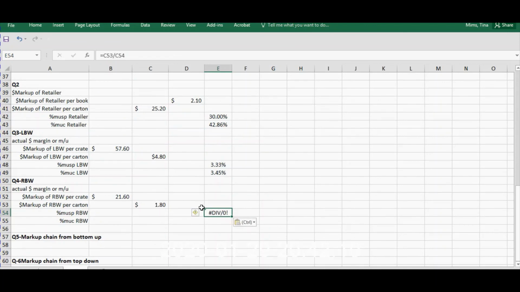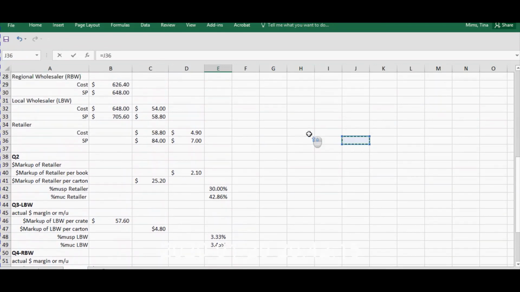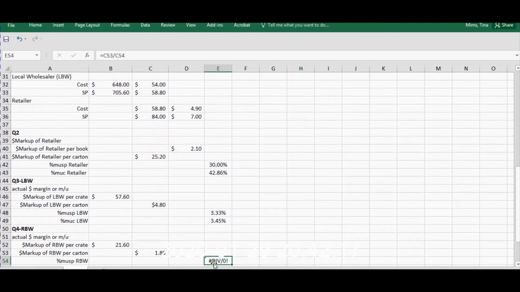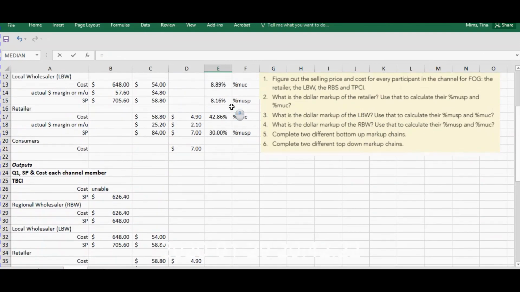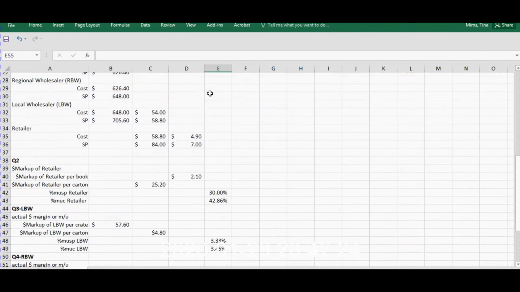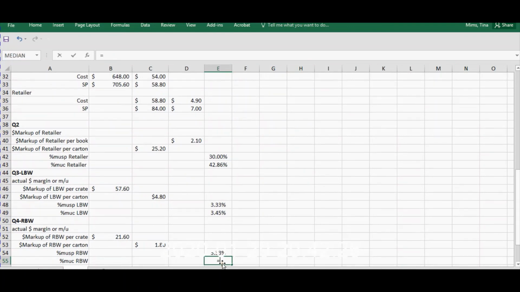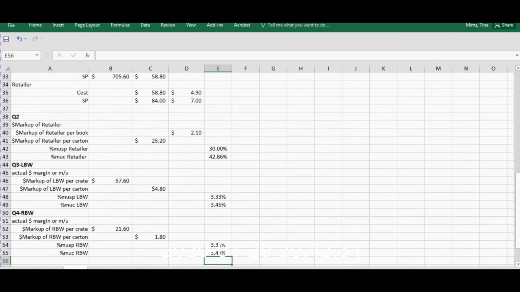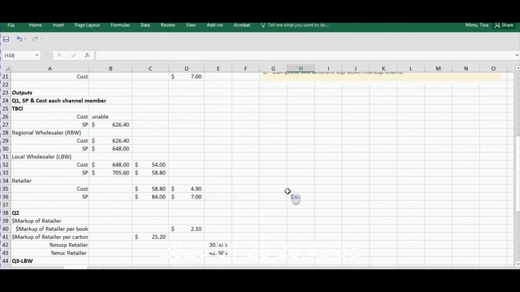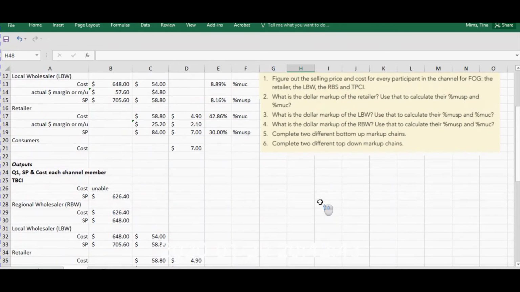Sorry. Can't copy and paste a calculation like that. Equal this number up here. And the reason I'm doing it this way is if I were to change any of these numbers, my answers down here would be okay. All right, so we've double checked everything as we went along. We've answered all the questions for 1 through 4.